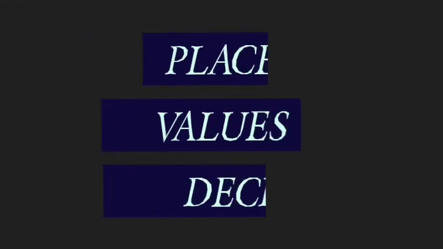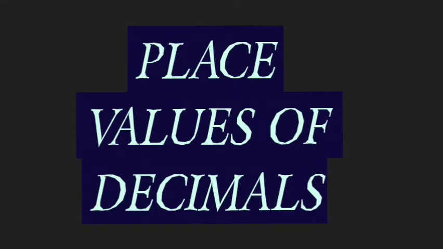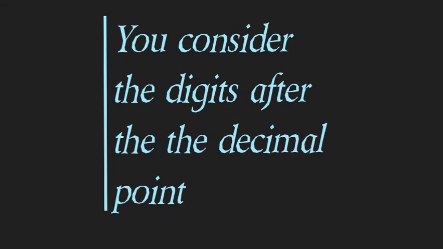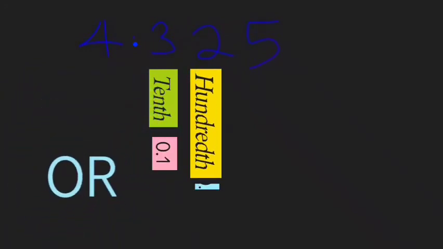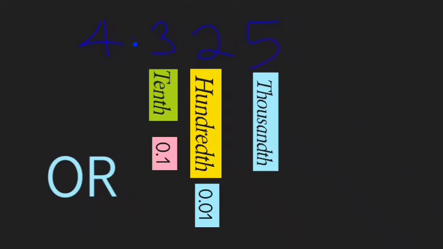Now let's look at the place values of decimal numbers. The place values of decimal numbers are usually found or calculated after the decimal point. Now take for example the digits 4.325. The place value of the 3 there is tenths, the place value of the 2 is hundredths, and the place value of the 5 is thousandths.